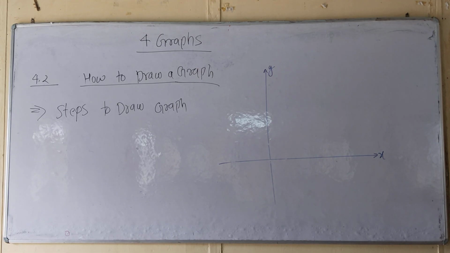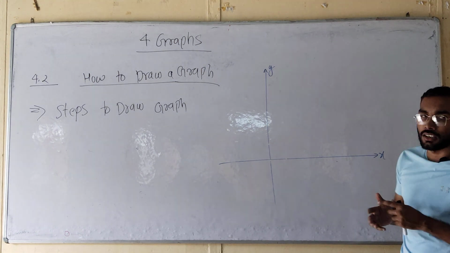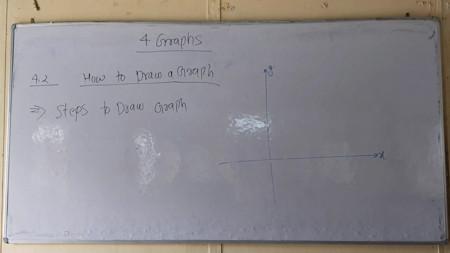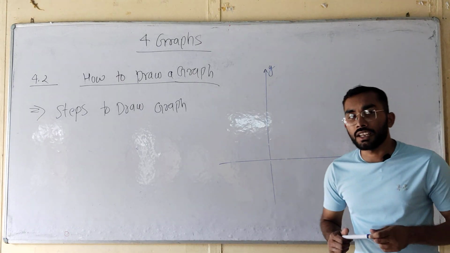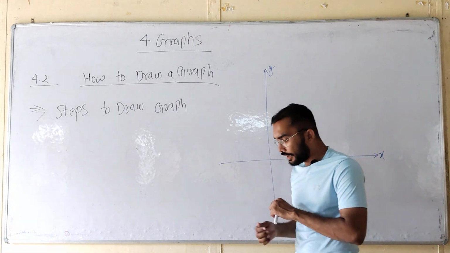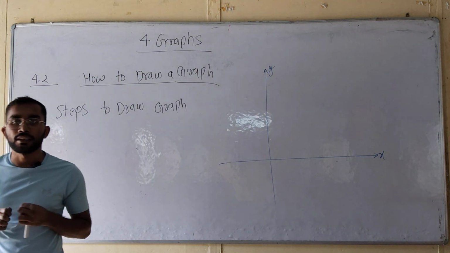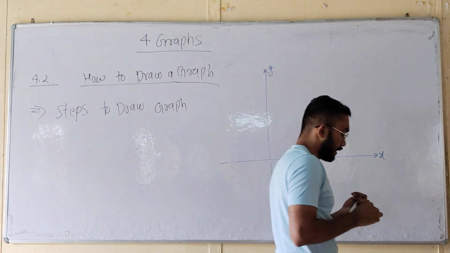Next is create a table of values. Point number next, create a table of values. Under that, write down, choose values for critical points and make a table between X and Y.